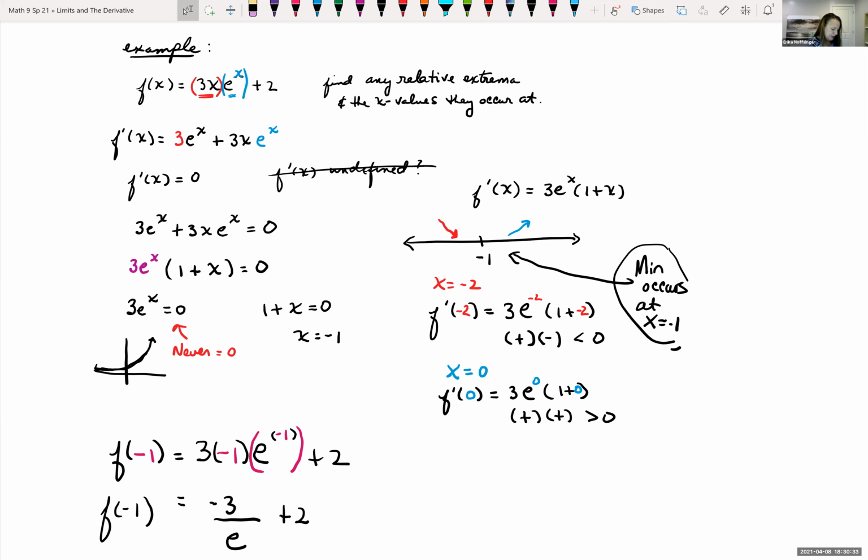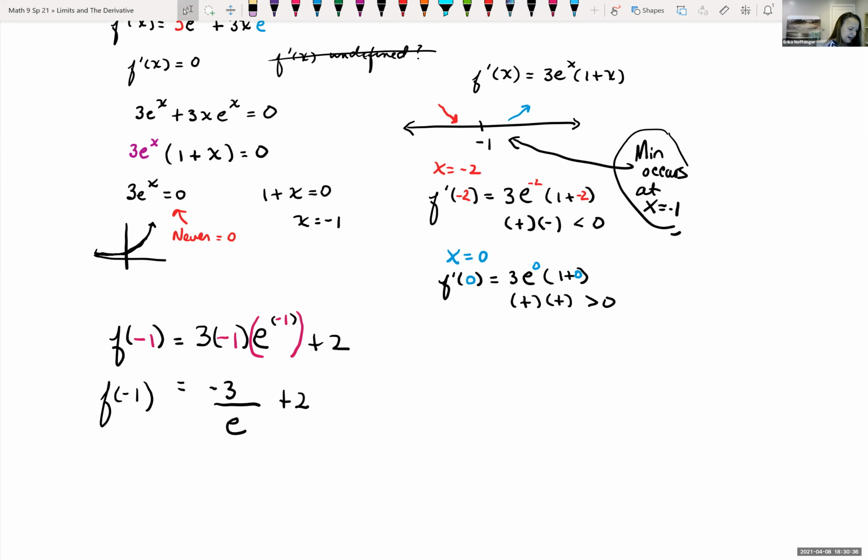If I round it, so -3 divided by e. So when you put e in your calculator, it might give you a caret. Just put a 1 there because this is e to the first power. We get approximately 0.896. So I put a squiggly equal sign. That means that I've rounded in here. So I've approximated that. So this is our min value. So our minimum value is 0.896, and it occurs when x is -1.